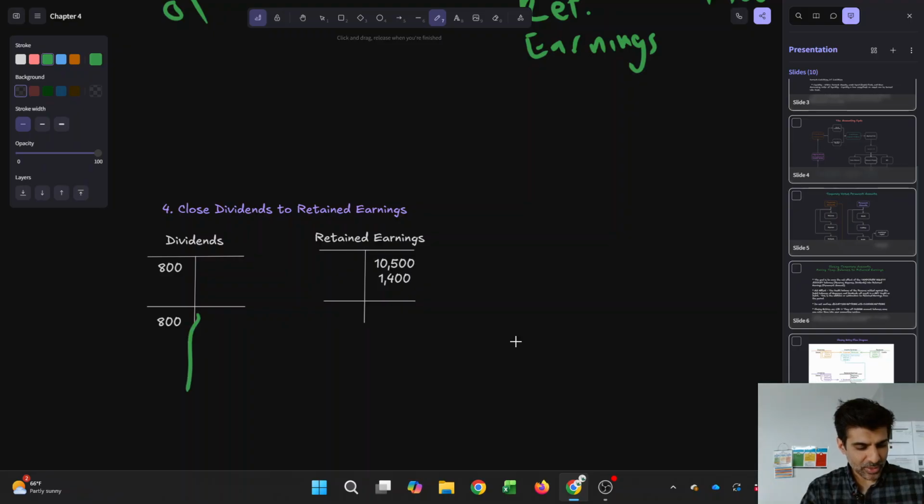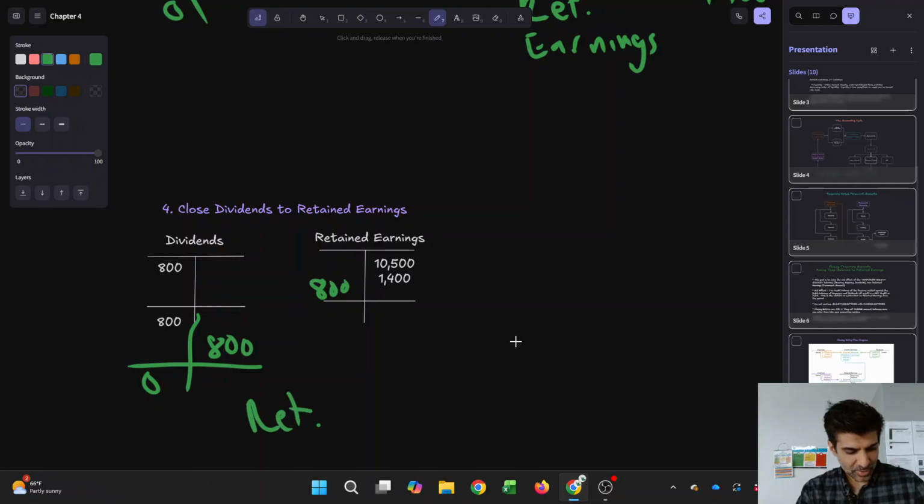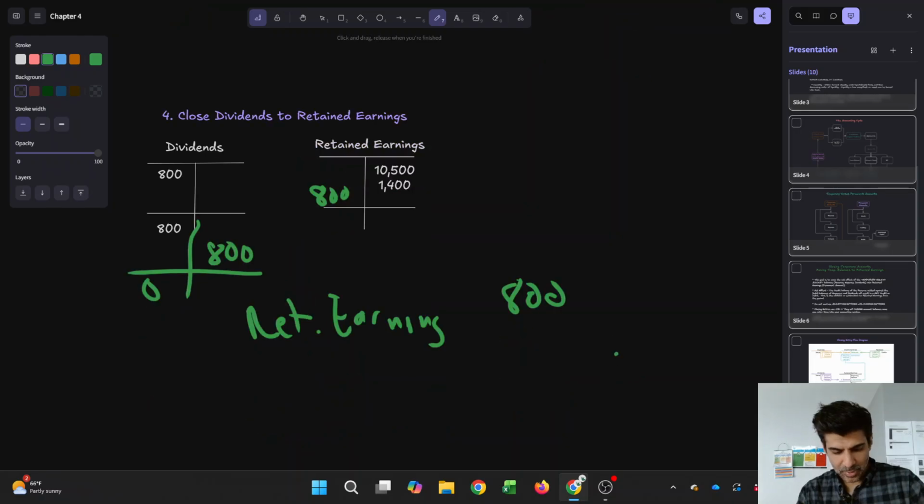Now the final one, the fourth journal entry, is to close dividends. I'll need to credit dividends 800 to get this to go to 0 and debit retained earnings. So again, the journal entry is debit retained earnings 800, credit dividends.